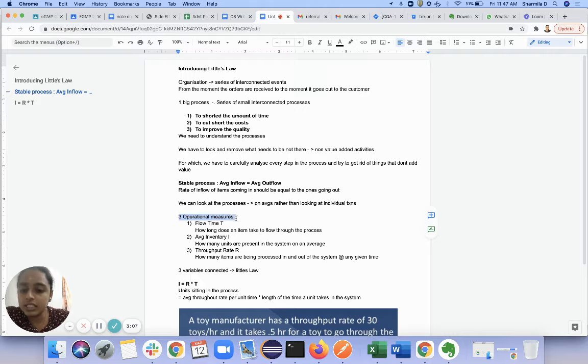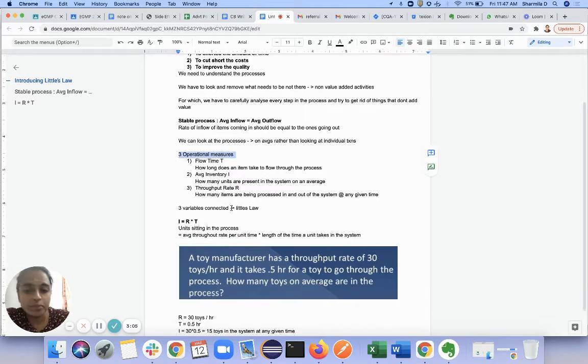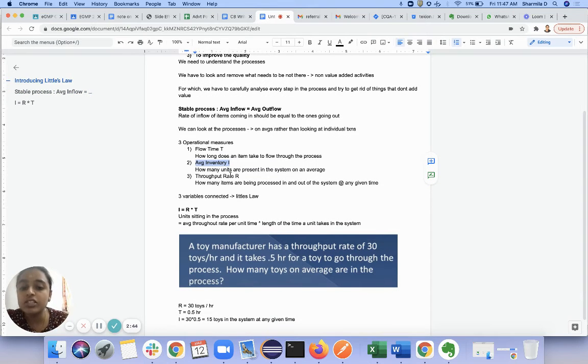To look at all these things, we have three operational measures. One is flow time T. So flow time T is nothing but how long does an item take to flow through the process from input till it gets out of the system. What is its flow time? How long does it take? And the next one is the average inventory I. How many units are present in a system on an average is the average inventory I. And we have throughput rate R, which means how many items are being processed in and out of the system at any given time.